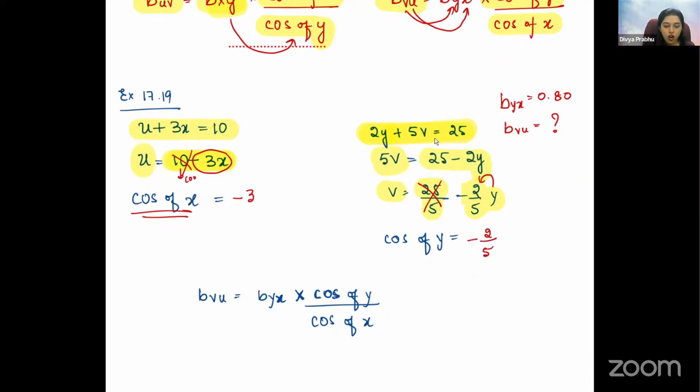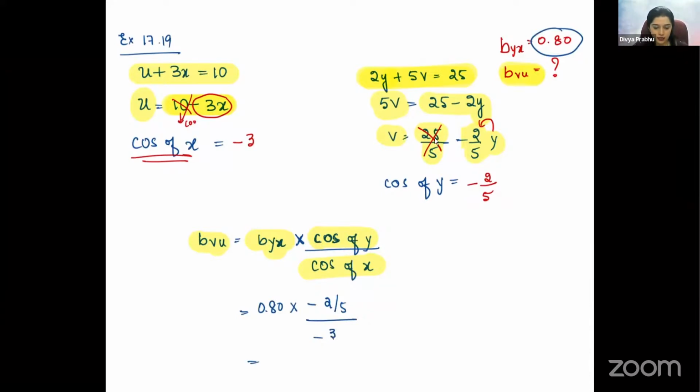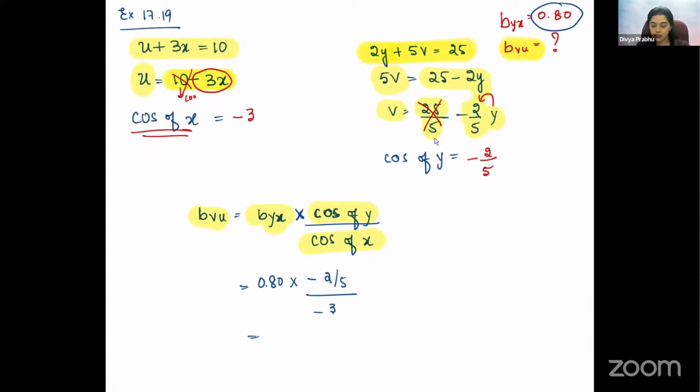Okay. Now, what is the formula we just learned? b_vu is equal to, this is what they have asked, correct? b_vu is equal to b_yx into change of scale of y divided by change of scale of x, which is b_yx given in the question as 0.80 into change of scale of y, which is minus 2 by 5, divided by minus 3. Can you calculate? Get me the answer. Any doubts? Please ask.